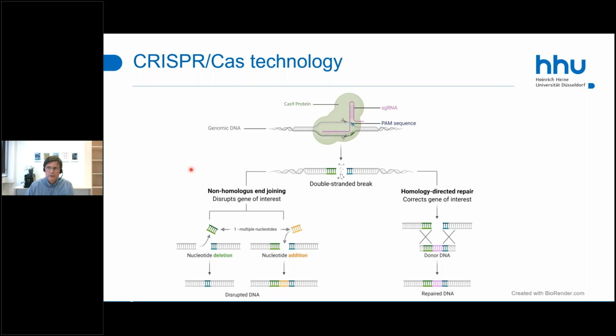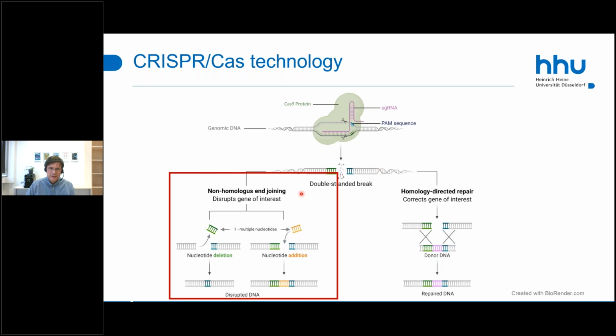So what all the platforms have in common is that they induce a double-strand break. And as these double-strand breaks also occur naturally through environmental factors, the cell has developed over evolution several mechanisms and pathways in order to cope with those double-strand breaks. The two main pathways are listed here on this slide. They are non-homologous end joining and homology-directed repair.